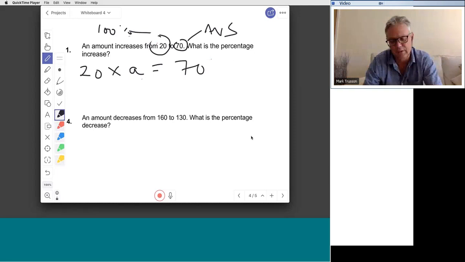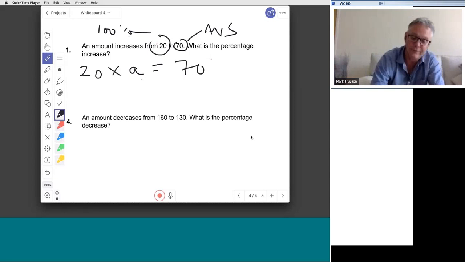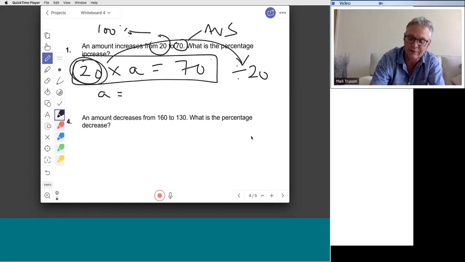So now we need to find A. So what would we do? Well, you go back to your algebra and ask, how do I move this 20 over to the other side of the equal sign? We're going to divide through by 20. So we get A equals 70 over 20. I'm going to do that in my head because it's fairly straightforward. That's 3.5, isn't it? So my decimal is 3.5.